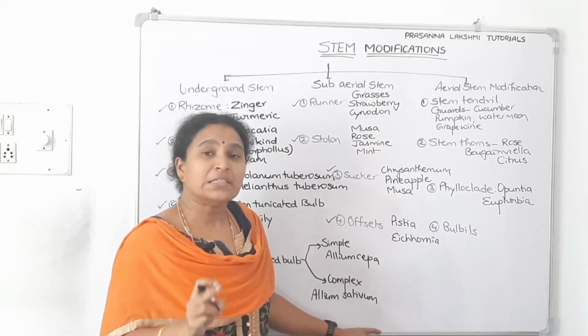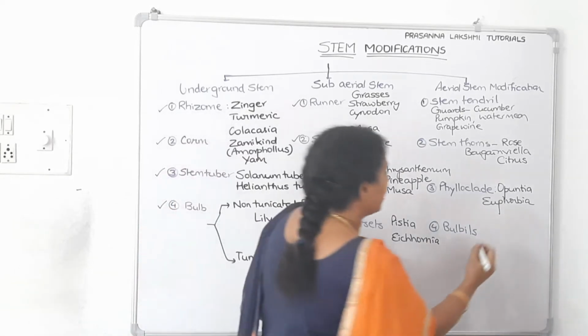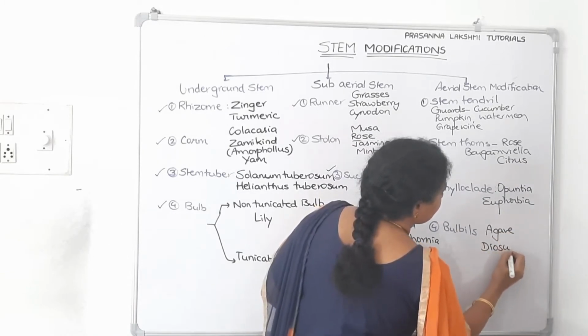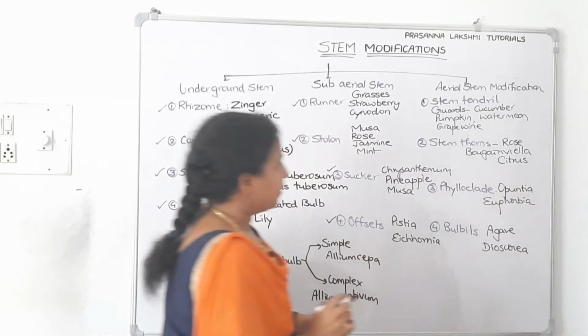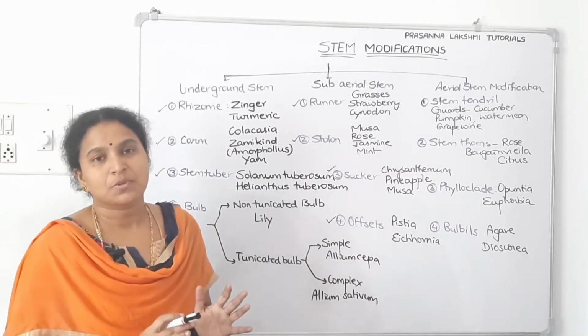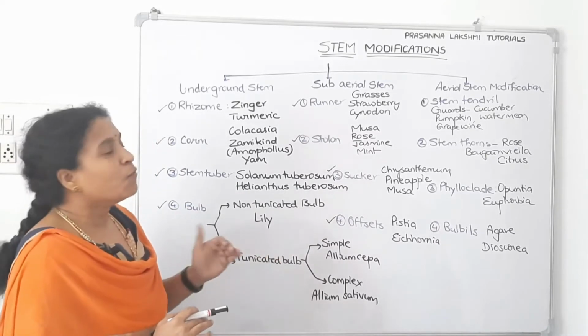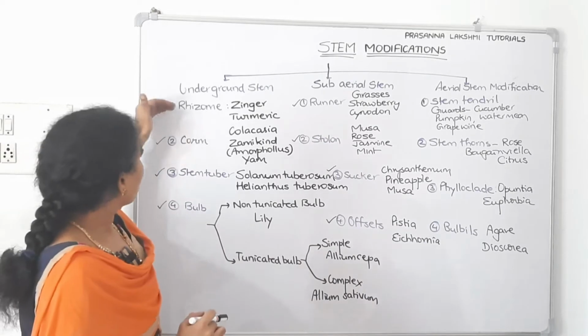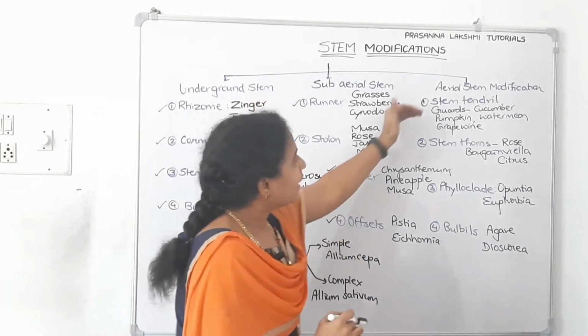So one example is agave, other example is Dioscorea. Agave, the century plant, is one example. Dioscorea is the other example. So we have seen stem modifications. We just made a chart so that you will have an overview of this. One by one we will discuss in detail. No need to worry. 4 underground, 4 subaerial and 4 aerial.